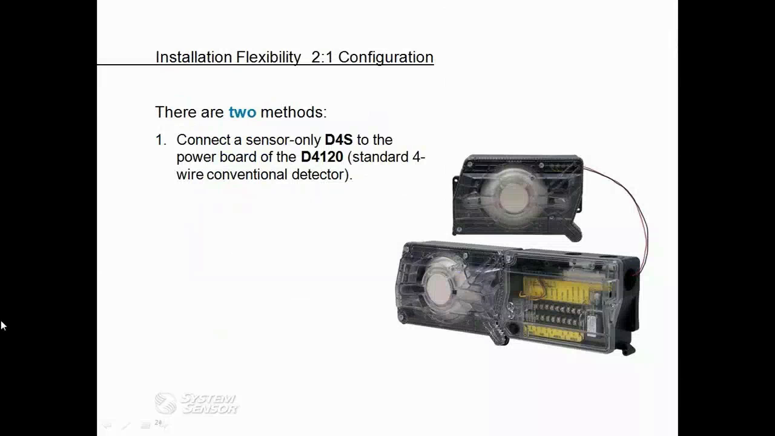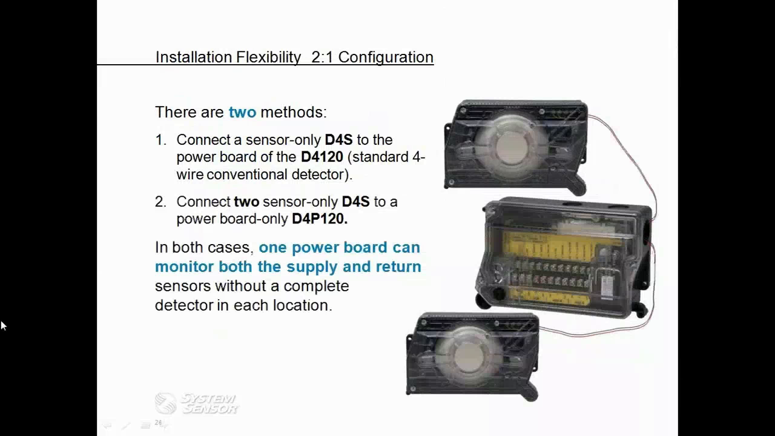The 2-to-1 capability can be achieved in 2 ways. The first way, which is pictured here, is to connect a D4S, which is the sensor-only component, to the power board side of the D4120, which is our 4-wire conventional duct smoke detector.